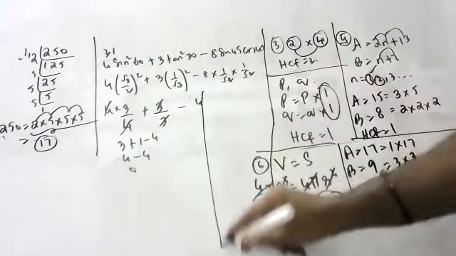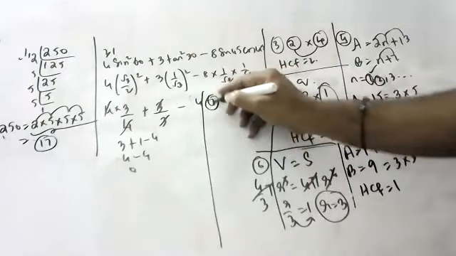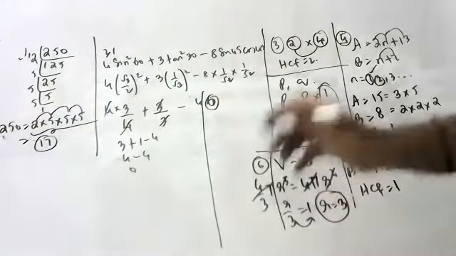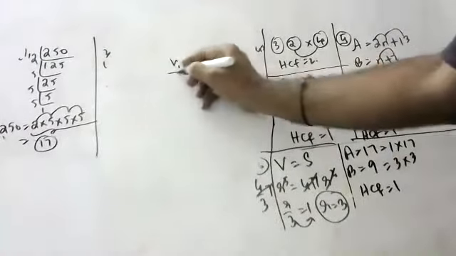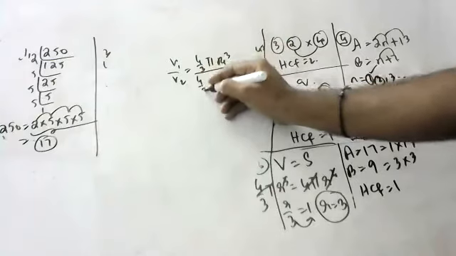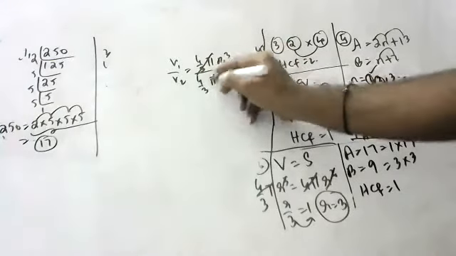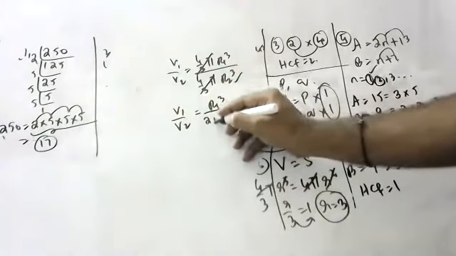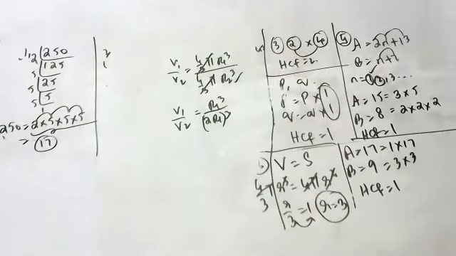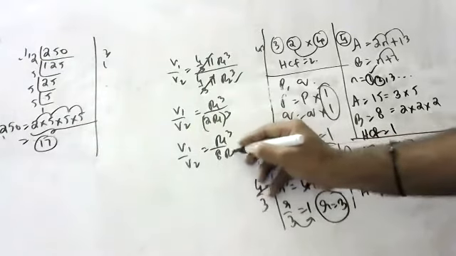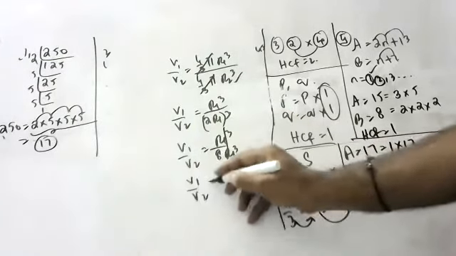Okay, hope you are able to understand, children. One more question in the sixth is there. If the radius of the sphere is doubled, how will the volume change? V1 by V2 is equal to 4 by 3 pi R1 cube by 4 by 3 pi R2 cube. Radius is doubled, so R2 is 2 R1. 2 R1 whole cube is 8 R1 cube. So V1 by V2 is equal to 1 by 8.